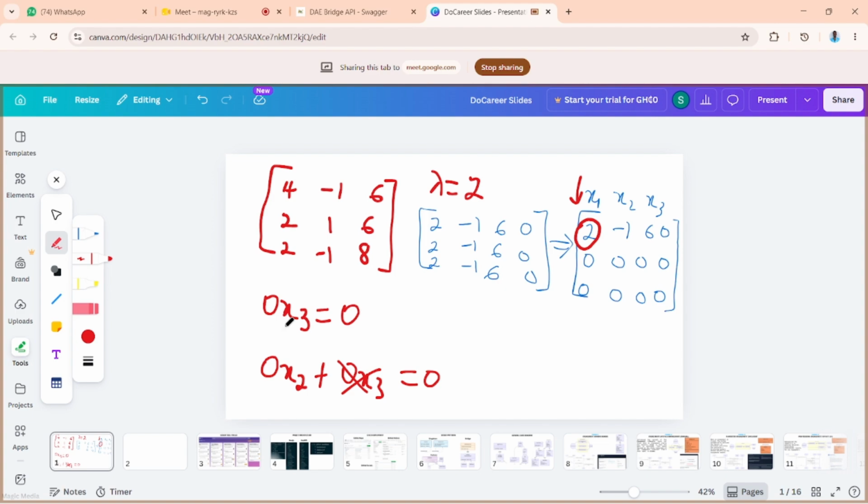So the free variables in that matrix are what? You see that only S1 has a pivot, which is 2, but S2 and S3 don't have any pivot at all. So S2 and S3 are the free variables.